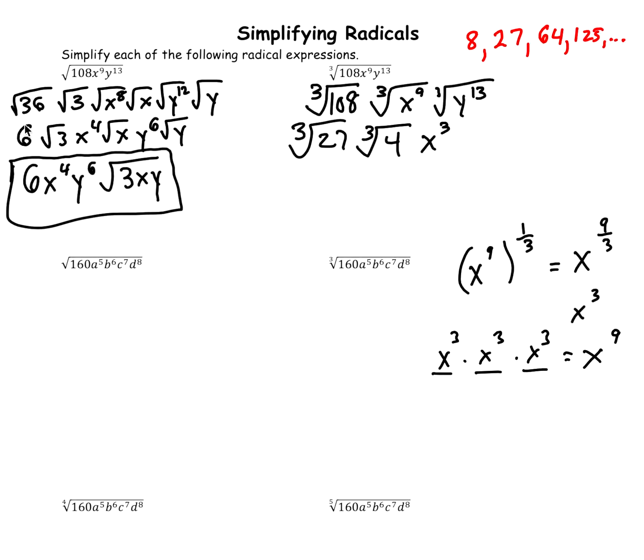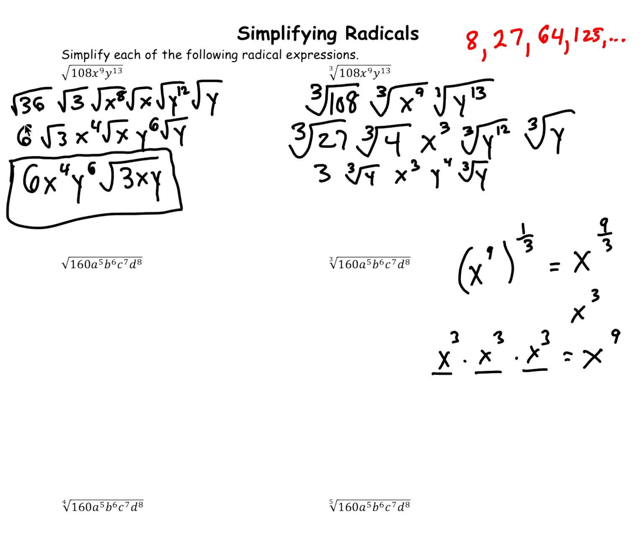Similarly, we have to do the same thing with the cube root of y to the 13th. It's really just the highest multiple of 3 that is 13 or below 13. So the highest multiple of 3 would be, or the largest perfect cube that goes into y to the 13th would be y to the 12th times cube root of y. Now simplify each of the cube roots. The cube root of 27 is 3, cube root of 4 stays cube root of 4. We already simplified that one. That will be y to the 4th times cube root of y.